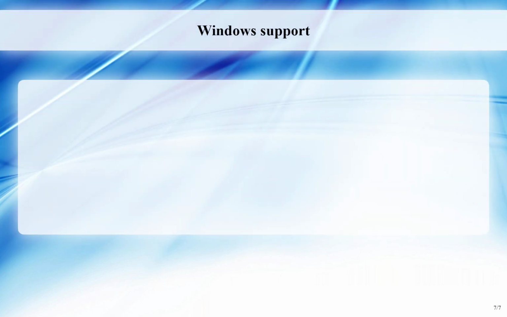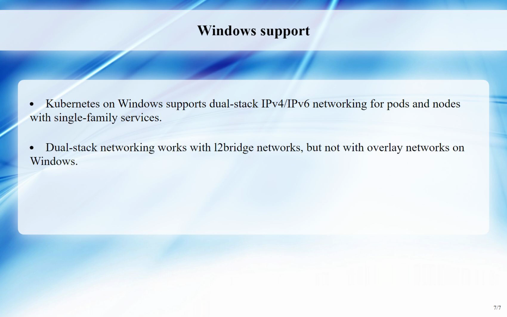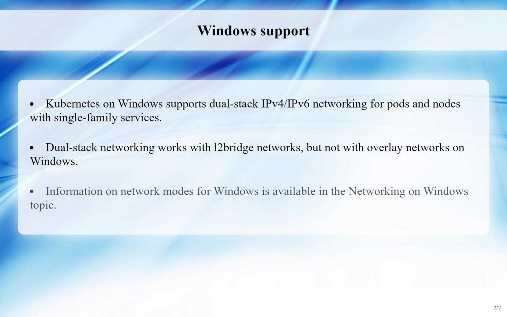Windows support. Kubernetes on Windows does not support single-stack IPv6-only networking, but does support dual-stack IPv4 IPv6 networking for pods and nodes with single-family services. IPv4 IPv6 dual-stack networking can be used with L2bridge networks, but overlay VXLAN networks on Windows do not support dual-stack networking. More information on different network modes for Windows can be found in the Networking on Windows topic.